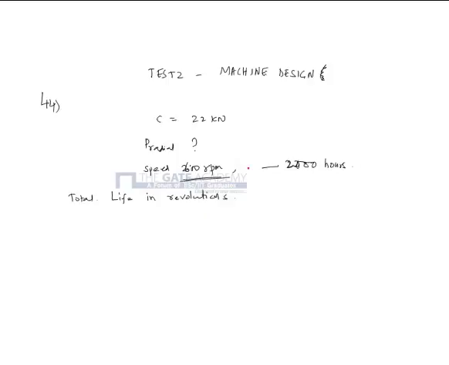So speed is 600 revolutions per minute, and it is run for 2000 hours. So the total will be speed into time in minutes, before we get the total revolutions. So it will be 600 into 2000 hours into 60. Ultimately it will be 36 into 72. It will be 72 into 10 power 6 revolutions.